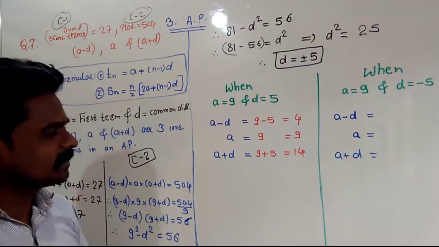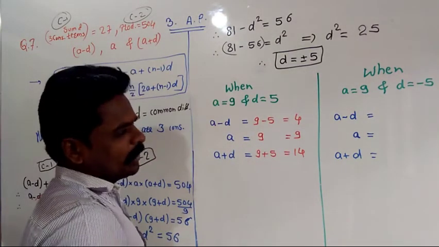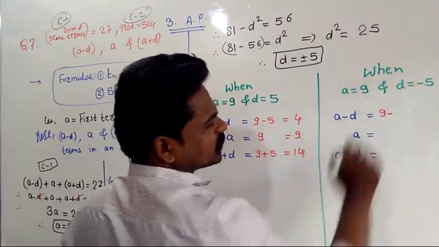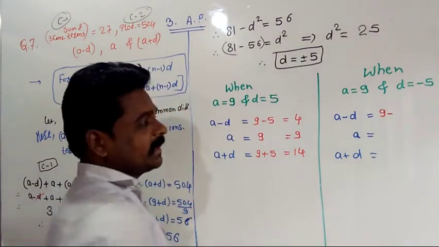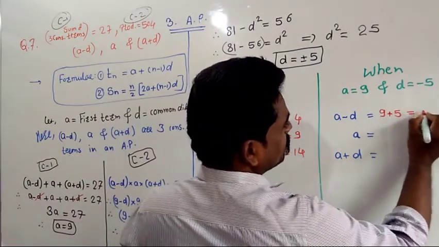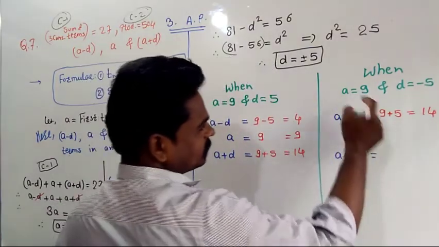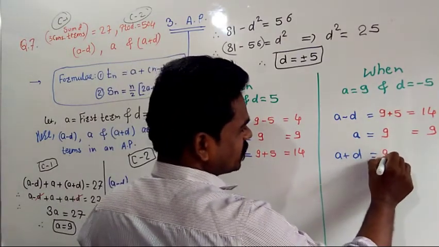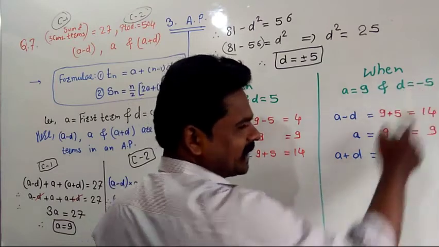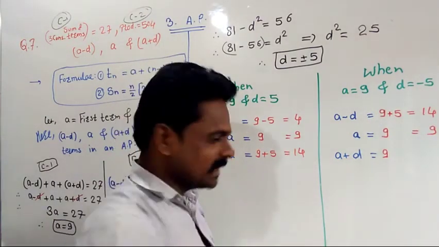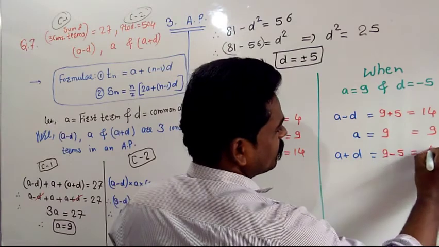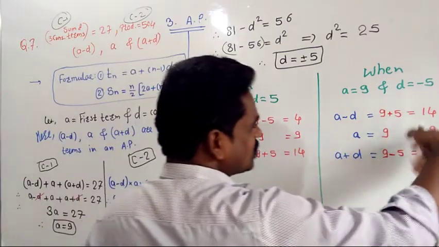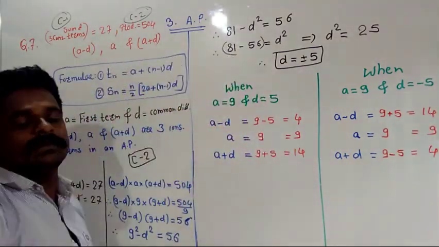No problem. Now on that side, what will we get? A minus d, that means 9 minus minus 5, which will become plus 5. 9 plus 5 is 14. A is again 9, so here also a is 9. A plus d: a is 9 and d is minus 5, so 9 minus 5 will become 4. So these are the three consecutive terms which the problem is talking about.